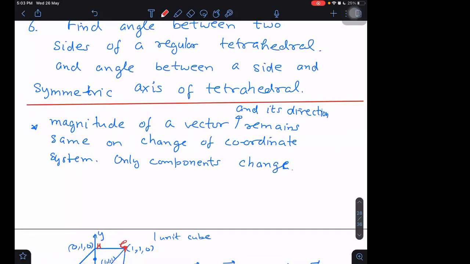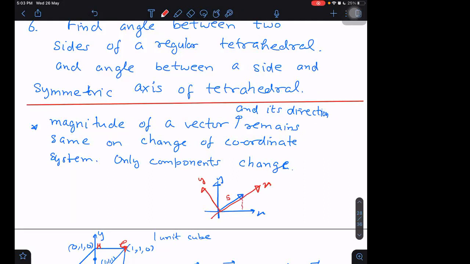On the change of coordinates, the magnitude of the vector does not change. Its direction also does not change. Only components change. But the direction and the magnitude do not change if I change the coordinate axis. For example, if I say this is my x-axis and this is my y-axis. On the other hand, I may choose the x-axis as this and the y-axis as that in a rotated coordinate system. Definitely the magnitude will remain. If it is 5 units, it will remain 5 units.